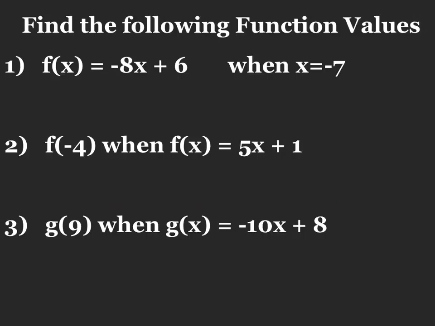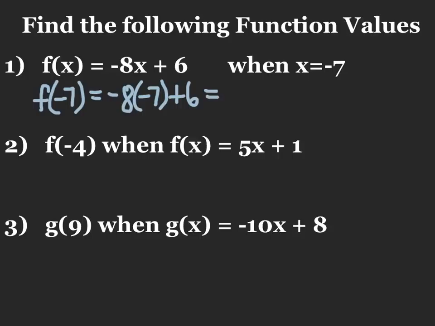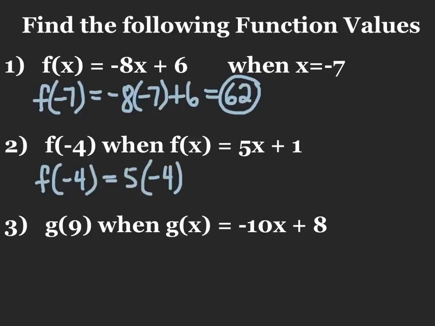Okay, let's check your first answer. For number 1, we wanted to find f of negative 7. So we should have taken negative 8 times negative 7 plus 6. That would be 56 plus 6, which is 62. For number 2, f of negative 4, we're going to take 5 times negative 4 and then add 1. So that's negative 20 plus 1, which is negative 19.